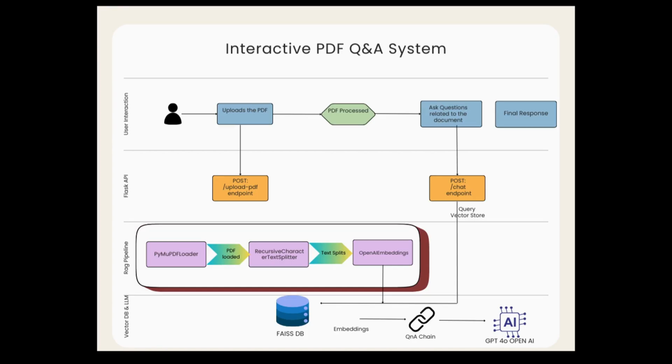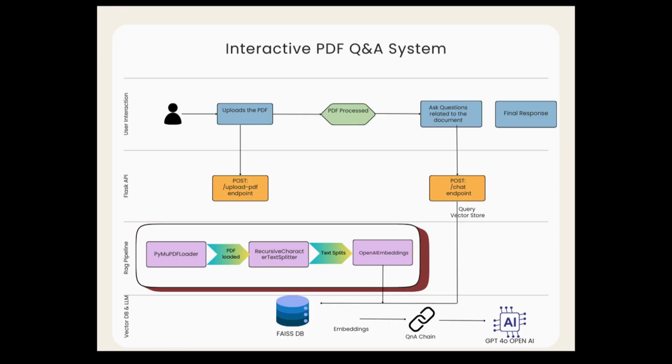The real magic happens in the RAG pipeline. In this, the PyMuPDF loader extracts text from the PDF. Once the PDF is loaded, we use the recursive character text splitter. This chunks the text. Next, the split text is passed into the OpenAI embeddings, which convert each chunk into a vector. And this vector is something that we are persisting in the FAISS DB.